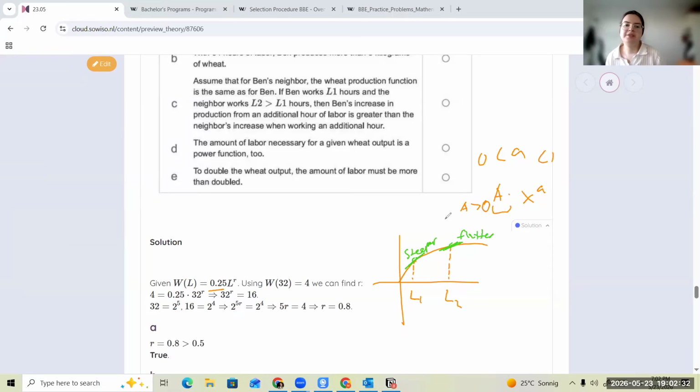So assume that for Ben's neighbor, the production function is the same. If Ben works L1 hours, then Ben's increase in production from an additional hour of labor is greater than the neighbor's increase when working an additional hour. Yes, because if Ben does it here, he is more productive here when he goes a bit up. But for the neighbor at L2, if you go up one more, you're already super tired. It's like physical work. You're going to be working for 1 more hour, but that 1 hour is going to be less productive than the beginning hours. It also makes sense in real life terms.